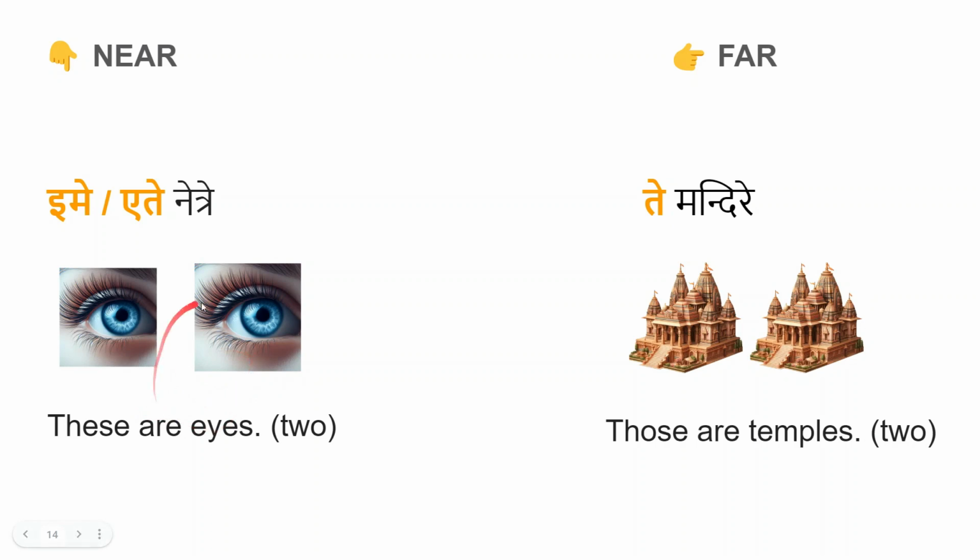So these are two eyes, okay? The dual form. So I can say ime netre. Or I can say ete netre. Now those temples are away from me, so I can say te mandire. So the noun form also changes along with the pronoun.